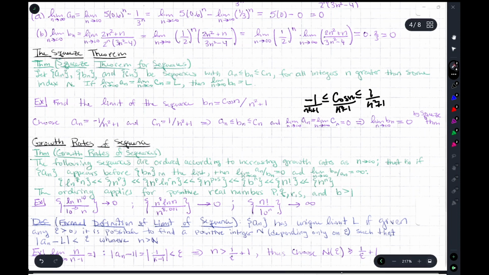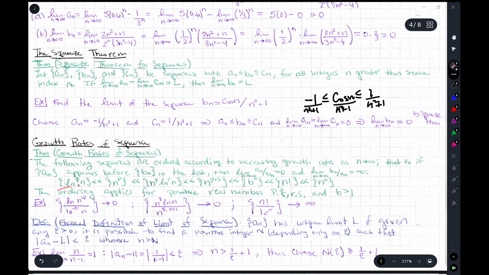Now, it's really important to get a sort of intuition on which functions grow larger than other functions, okay? So the following sequences are ordered according to increasing growth rates as n goes to infinity. That is, if a sub n appears before b sub n in the list, then the limit of a sub n over b sub n is 0. So the limit of natural log n to the q over n to the p is 0, and the limit of b sub n over a sub n is infinity.